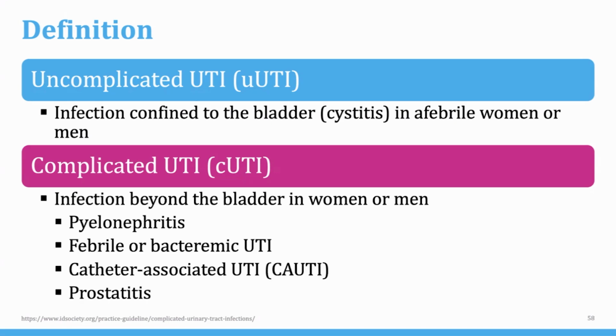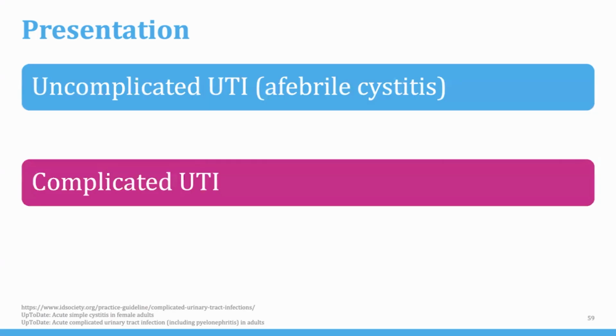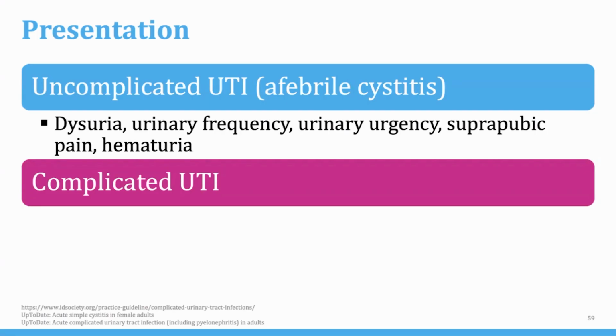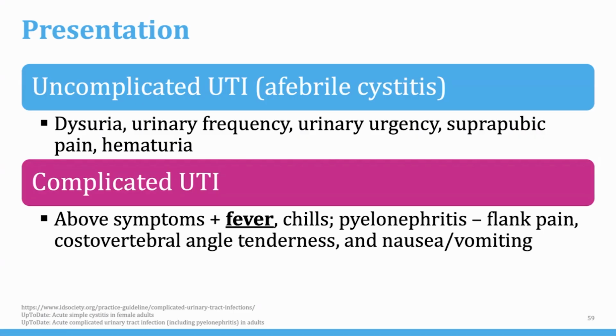A complicated UTI is any infection beyond the bladder in women or men. So this includes pyelonephritis, a UTI in which they have fevers or are bacteremic, catheter-associated UTI, or prostatitis in men. And thinking about the presentation, again, uncomplicated is essentially afebrile cystitis. That refers to dysuria, urinary frequency, urinary urgency, suprapubic pain, and hematuria. Complicated UTI can be any of the above, as well as fever, chills. With pyelonephritis, you may have focal signs or symptoms such as flank pain, costovertebral angle tenderness, and nausea or vomiting.